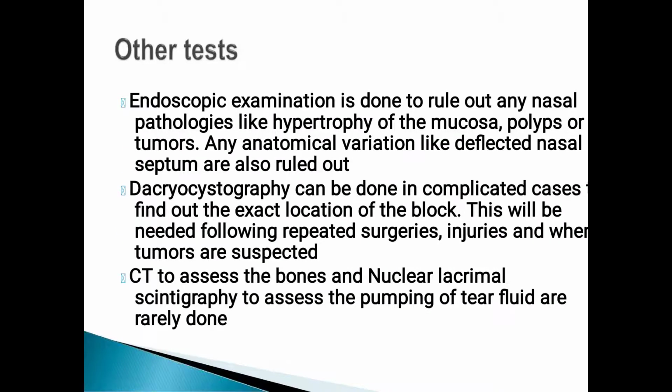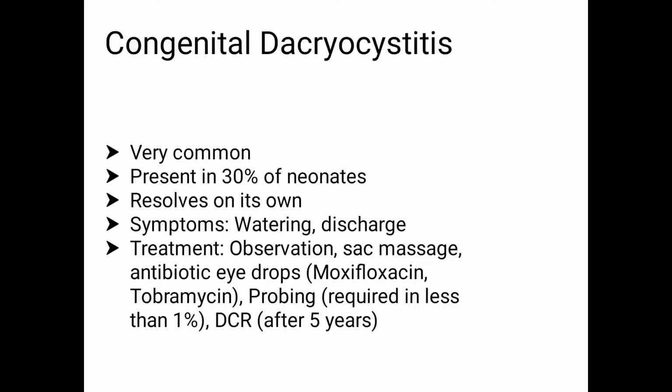We can do other tests like dacryocystography, in which we inject radioactive dye through the punctum and take X-rays, so we can see the exact level of obstruction. And this test is important if we are suspecting any malignancy or any tumors in the system. We can also do a CT scan, or we can also do endoscopy through the nose.